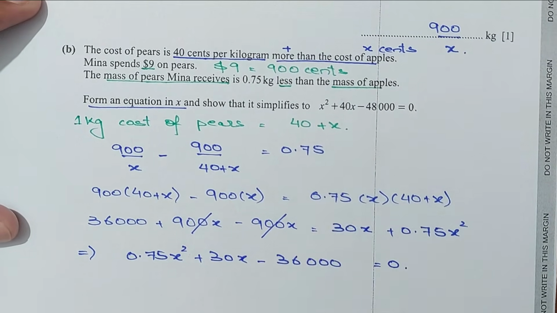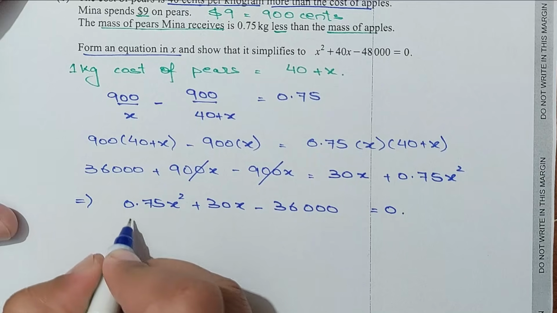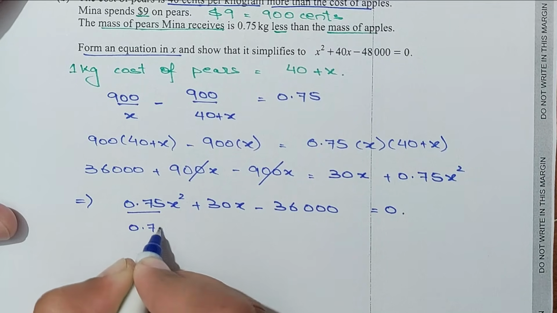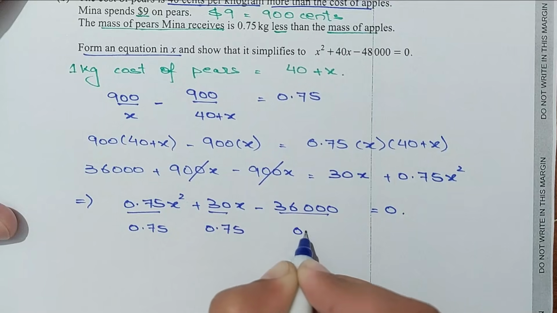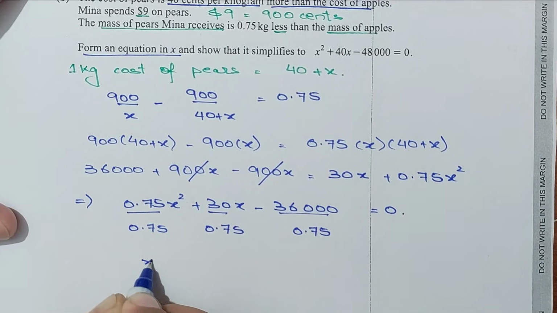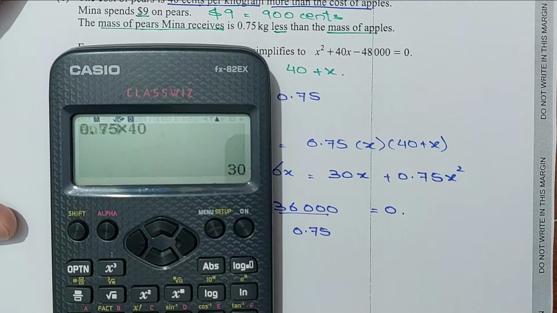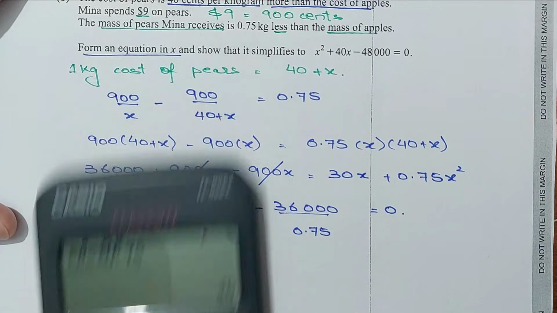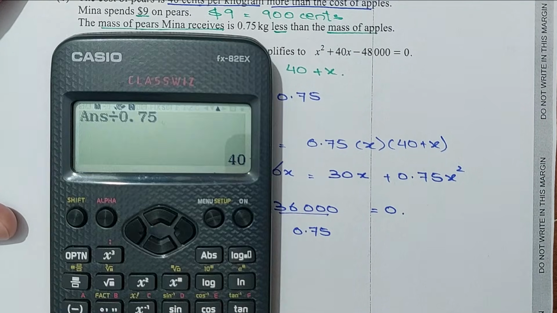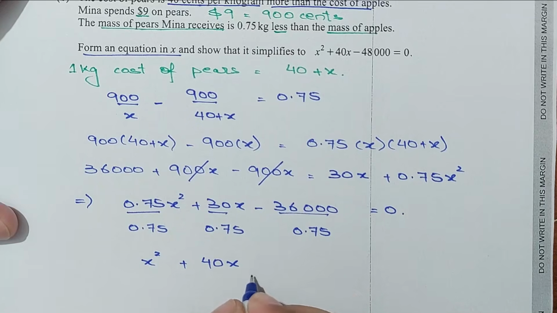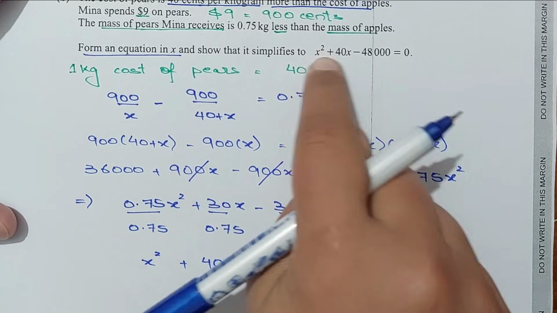But we have to make the x squared coefficient 1, so divide throughout the equation by 0.75. Here you will get x squared. 30 divided by 0.75 is 40, so plus 40x, and 36,000 divided by 0.75 is 48,000, minus 48,000 equals 0. So it is proved.